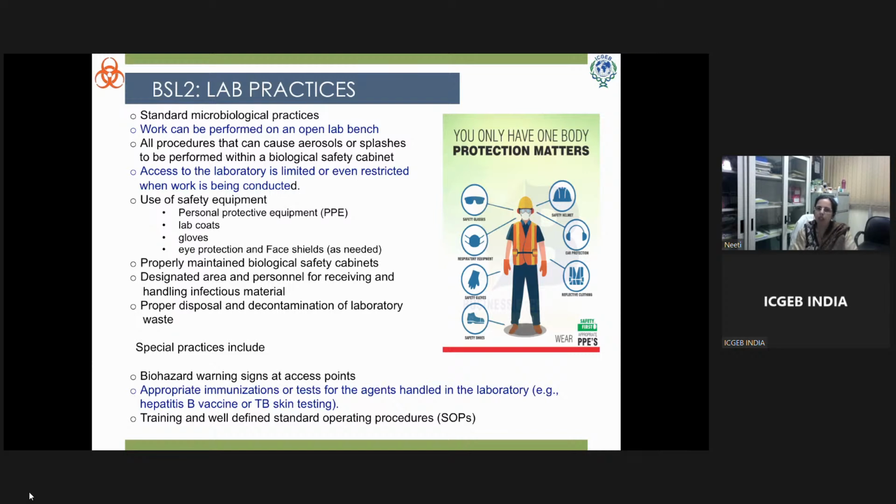Before walking into a BSL2 lab, the personnel should be equipped with the safety clothing, which would include the PPE kits, a normal lab coat, hand gloves, and eye protection or a face shield as and when required in specific cases. It is better to perform work in the biological safety cabinet.